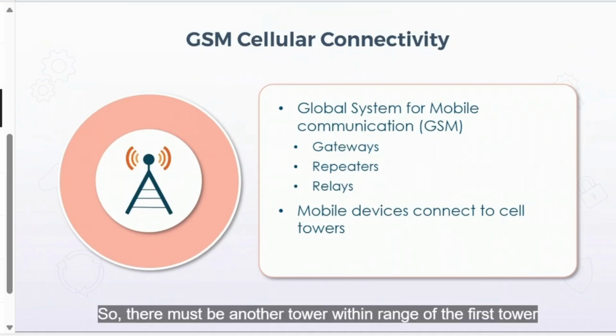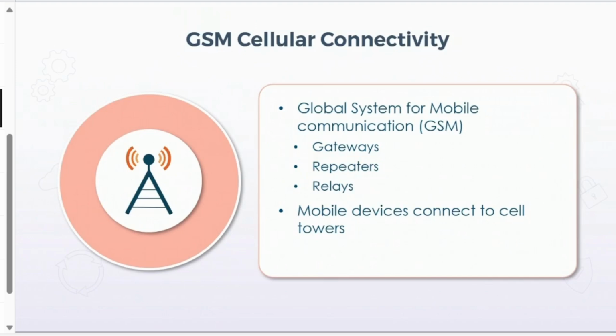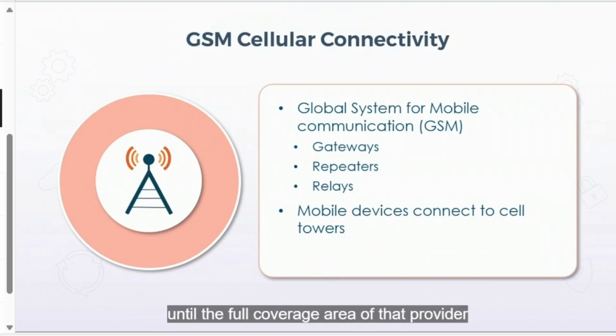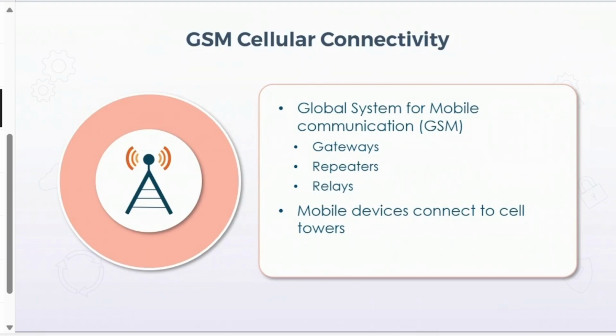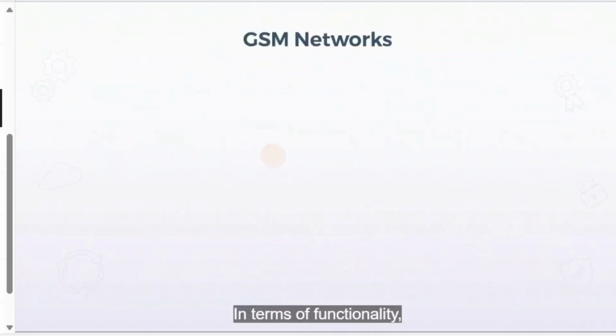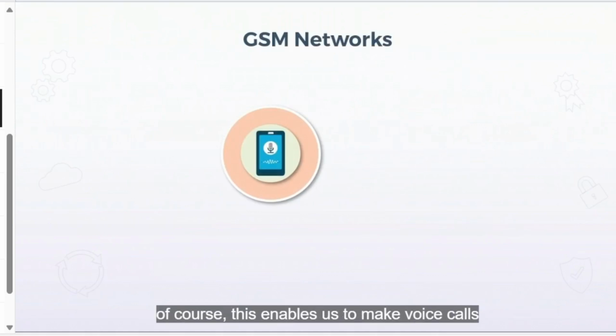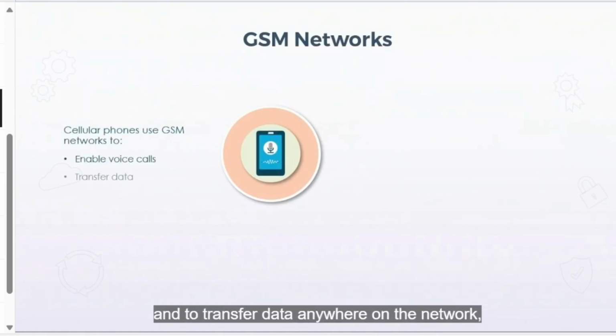So there must be another tower within range of the first tower whose cells overlap, and this just keeps going and going until the full coverage area of that provider can be fully serviced by the collection of all towers. In terms of functionality, of course, this enables us to make voice calls and to transfer data anywhere on the network as long as we're within range of a tower.